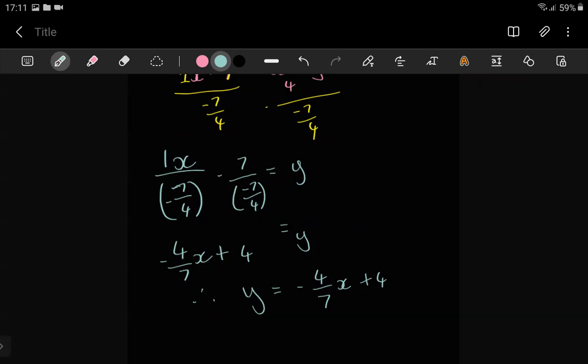Wait, I think it's -1/4. Wait, hold on. Let me put my money where my mouth is. Let me just grab a calculator before I make a dumb mistake. So let's see, 1 divided by -7/4. Okay, so this one is fine. Let's do this one. That one is a 4.